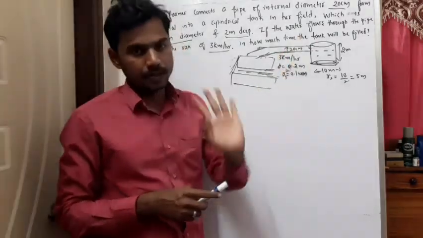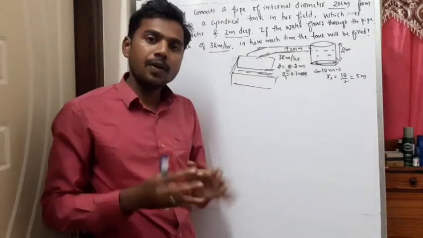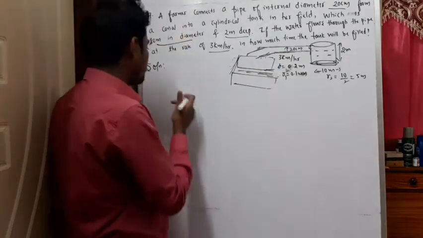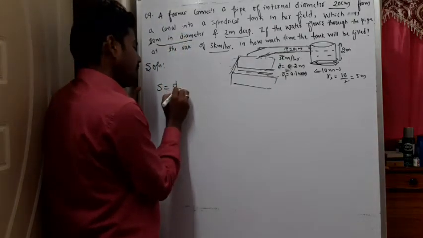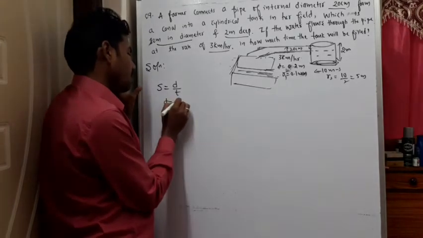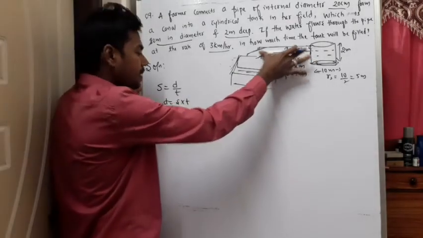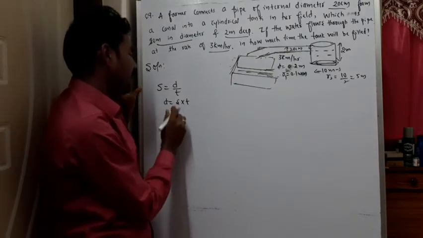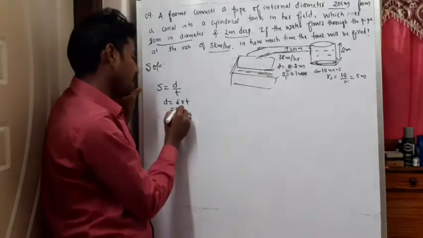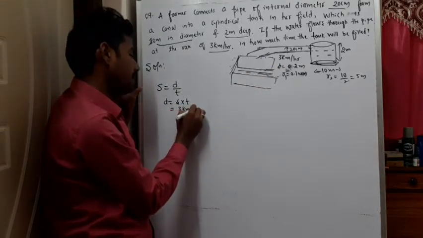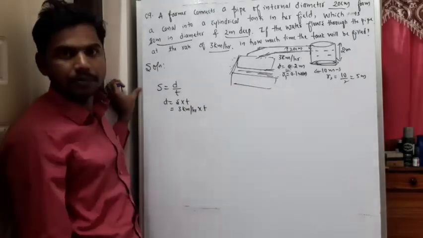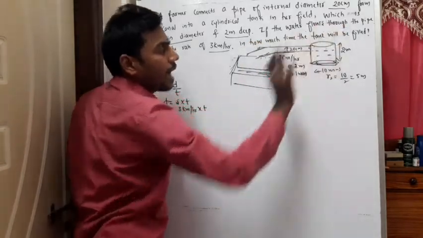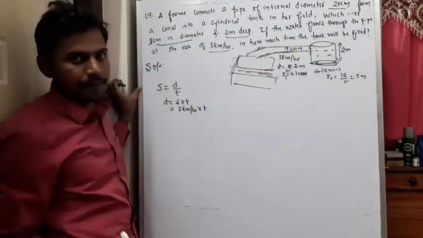What is the formula that I have? Pi r square h. I know r. Then what is h? To get h, they have given this particular thing. You know that speed is equal to distance by time, or distance is equal to speed into time. So this h they have given in terms of the speed. Speed is 3 km per hour into time. Time I don't know. That I need to calculate, because it is in how much time the tank will be filled.